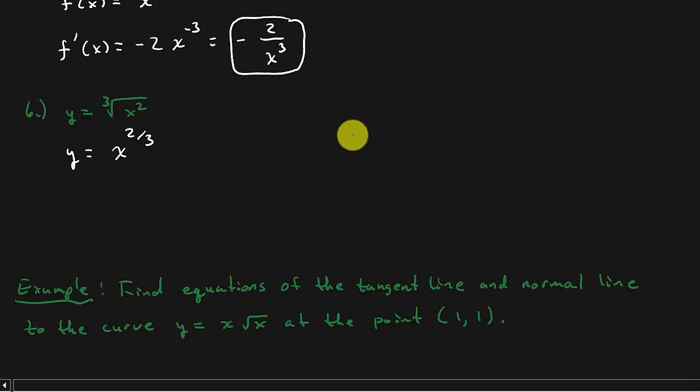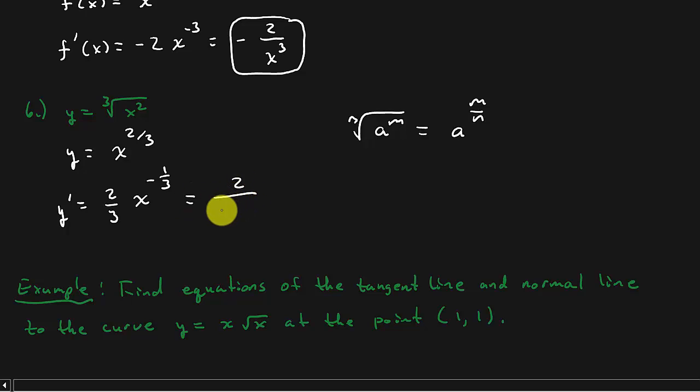Well, let's write it like this. The nth root of a to the m is equal to a to the m over n, converting from radical form to exponential form. And so now I have y prime is equal to 2/3 x, subtract 1 from the exponent, so that's going to be negative 1/3, and so that's going to be 2 over 3x to the 1/3, and there's your answer. I just moved it down to the denominator to make the exponent positive.